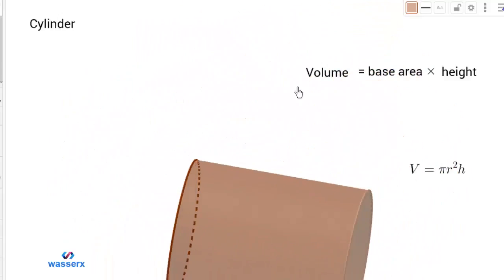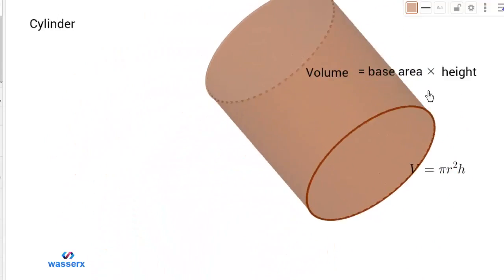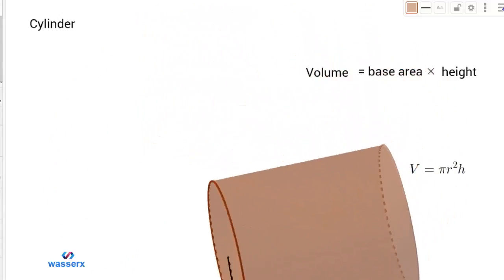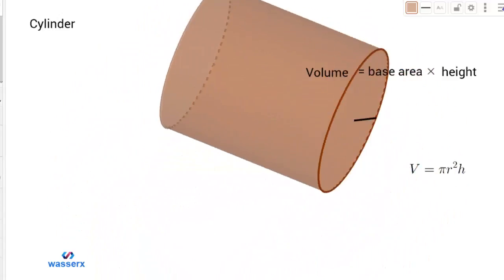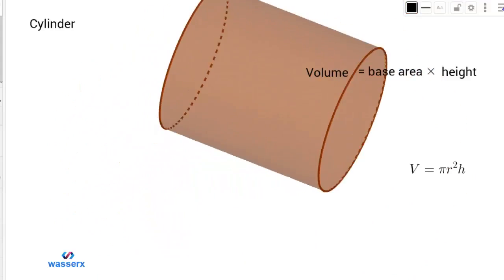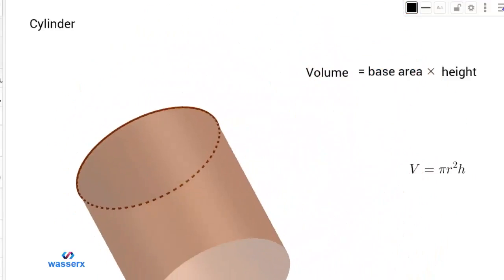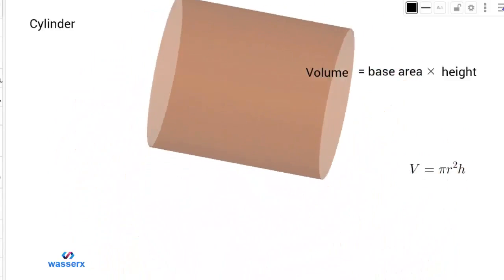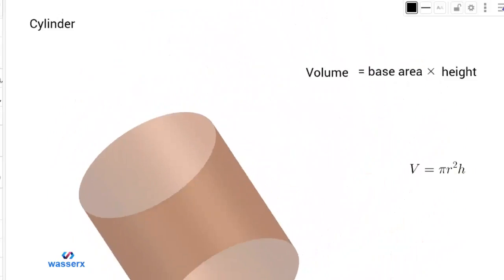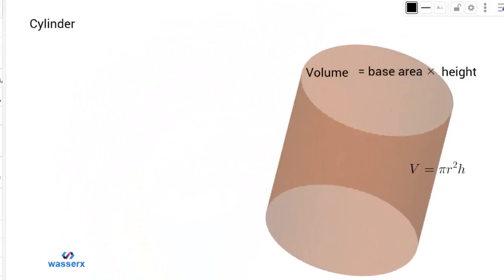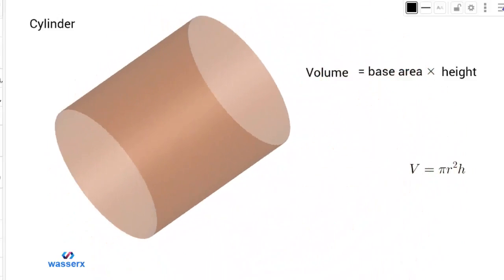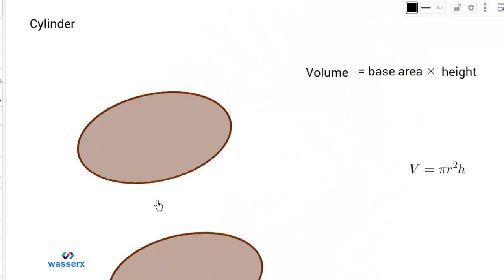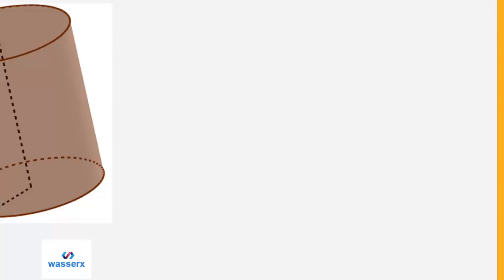So therefore, it has a volume of base area, which is the area of a circle, times the height. It has a radius and a height. This cylinder can be opened at one end or both ends. That way we are left with only the curved surface area. Therefore, the total surface area of this cylinder will be the curved surface area plus the area of the two circles. So this is what we are saying.